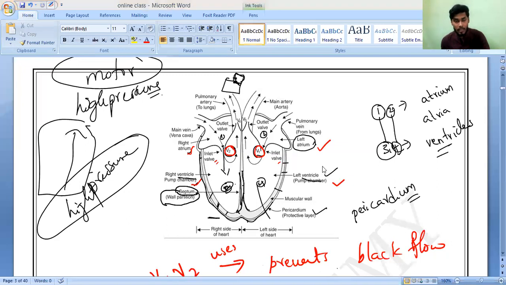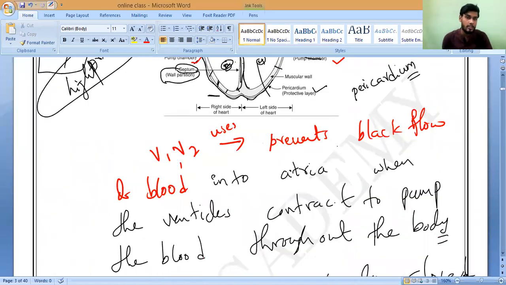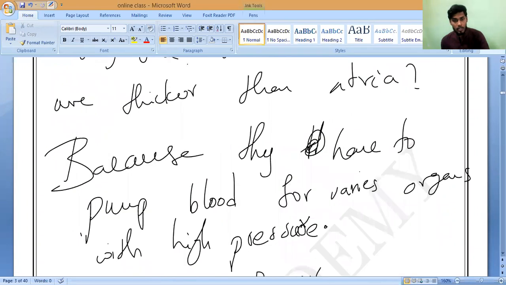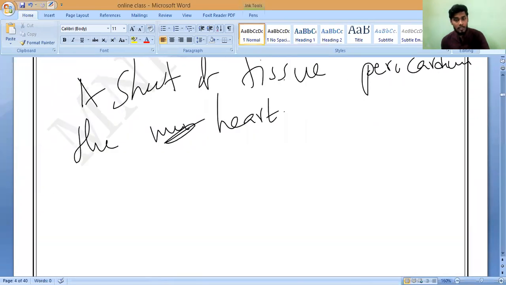Like in our home, how the rooms are separated by walls. Correct or not? Same way, these heart chambers are also separated by some kind of substance. That is what we should call a wall partition known as septum. All of you should remember. Please note it down. Septum. What is the use of septum? It will separate the chambers. Correct or not? Please write it.